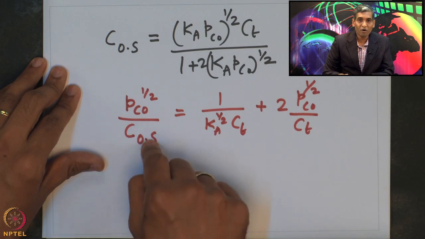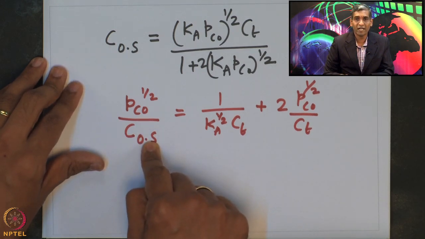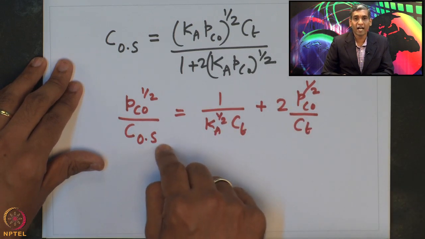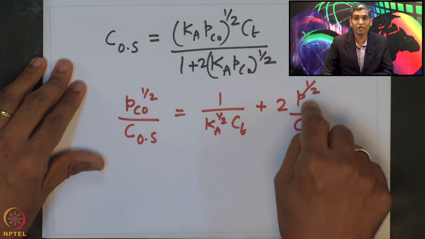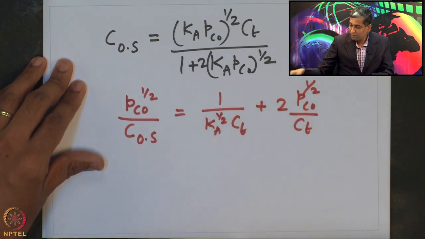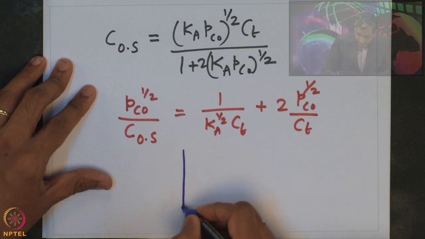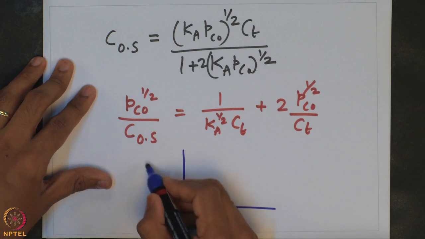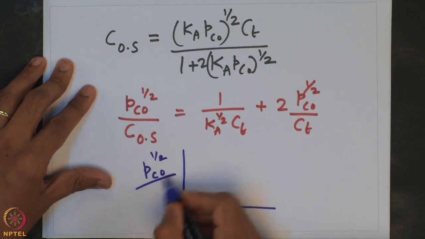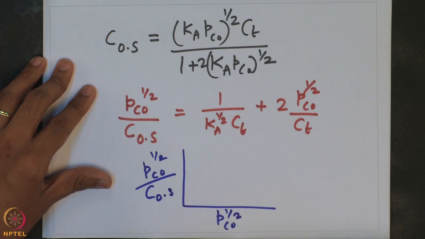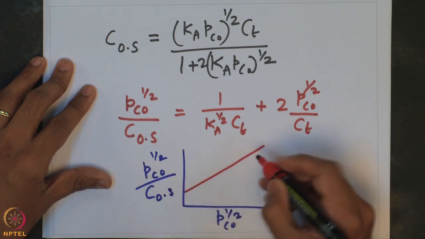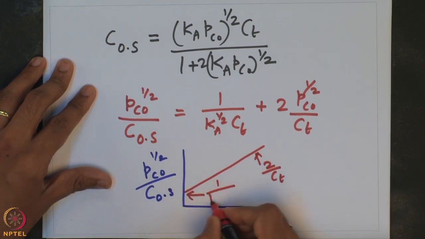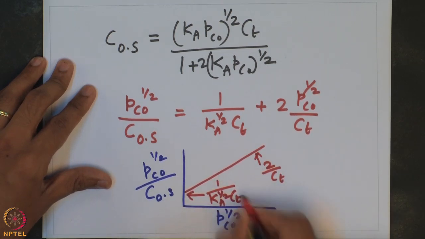So, now I can draw a linear fit. Suppose I have experimental data where I measure the concentration of the oxygen attached to the sites as a function of the partial pressure of CO, then I will be able to draw a fit where I plot PCO to the power of half on the axis here and PCO to the power of half by CO·S, and I should get a straight line fit with the slope being 2 by Ct and the intercept being 1 by Ka to the power of half into Ct.